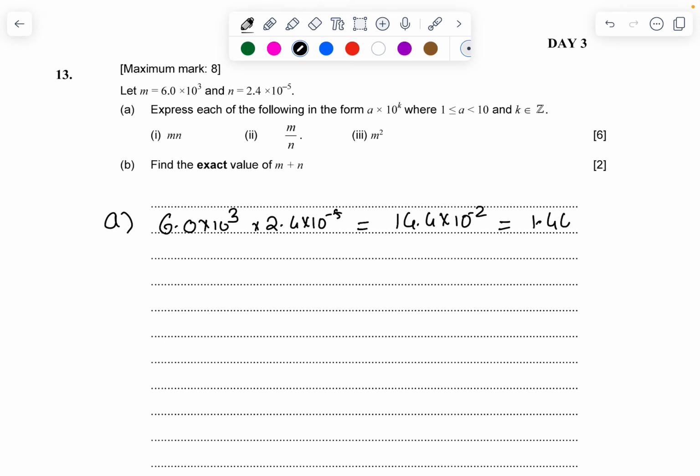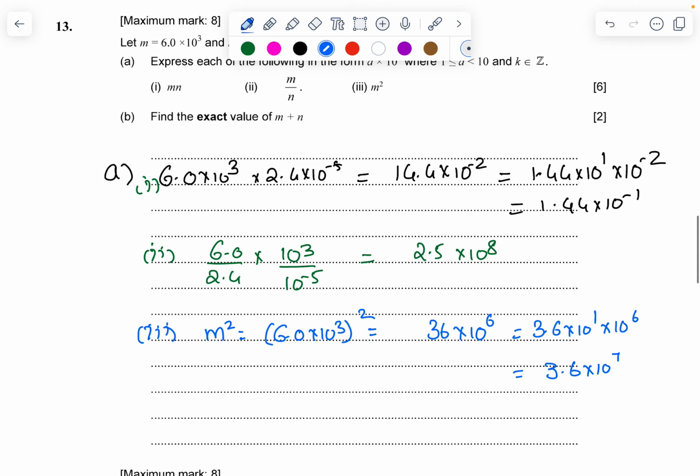Next one is part 3, m square. M square is nothing but what? 6.0 times 10 to the power of 3 whole square, which is going to be 36 times 10 to the power of 6, which is 3.6 times 10 to the power of 1 times 10 to the power of 6, which is going to be 3.6 times 10 to the power of 7. Then find the exact value of m plus n.